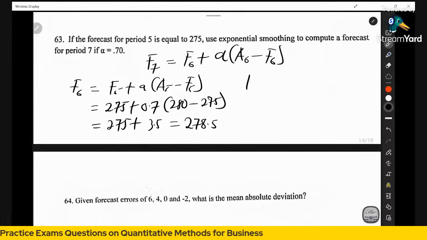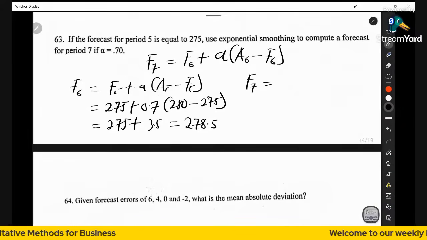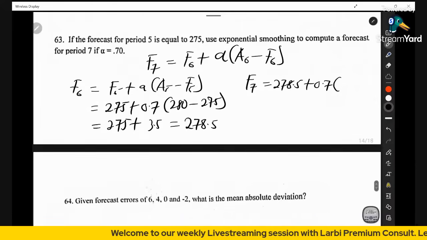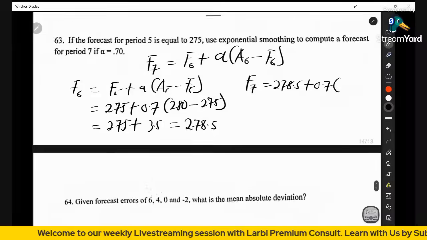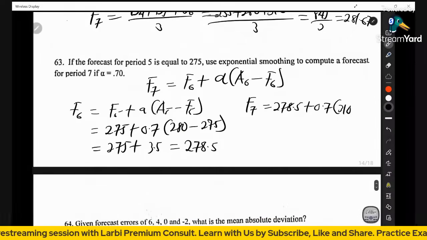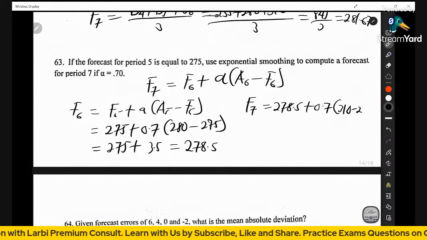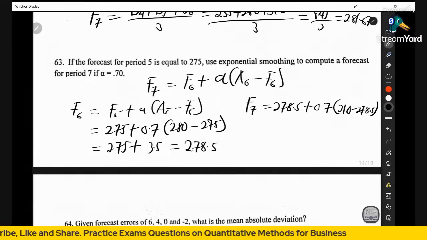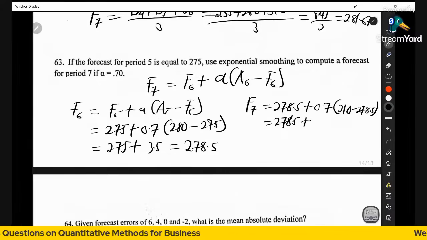So therefore, our forecast for week 7 should be equal to the forecast for week 6, which is what? 278.5 plus 0.7 into bracket the actual for what? Period 6, which is what? 310 minus the forecast, which is what? 278.5. All right. So here we have our 278.5 plus, what is the difference here?